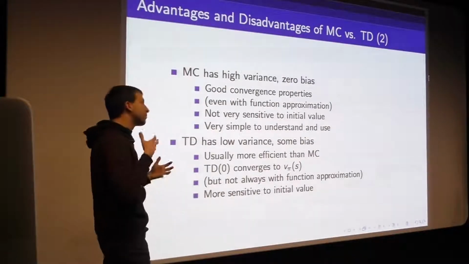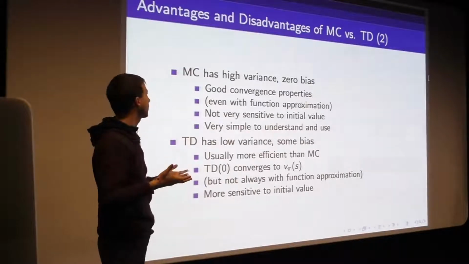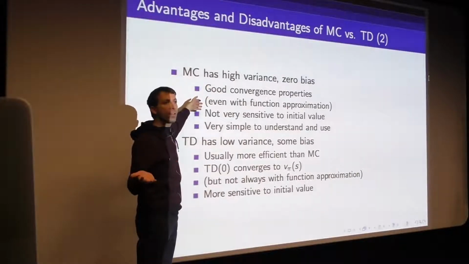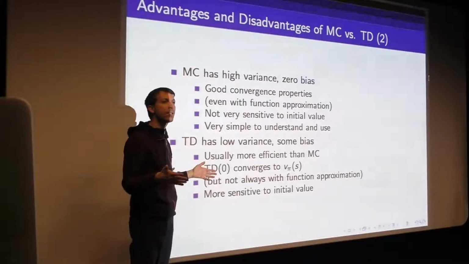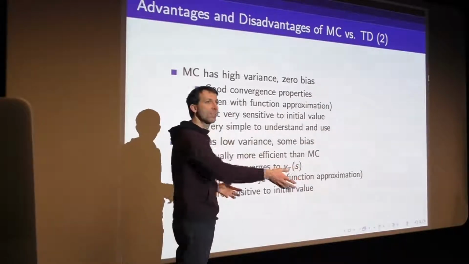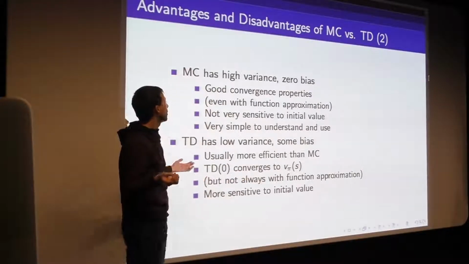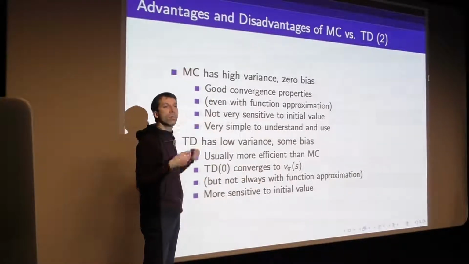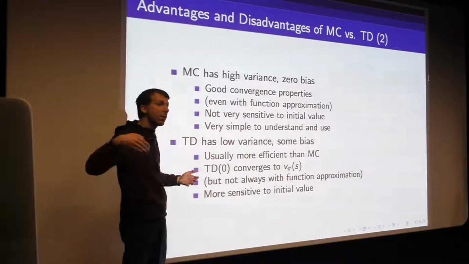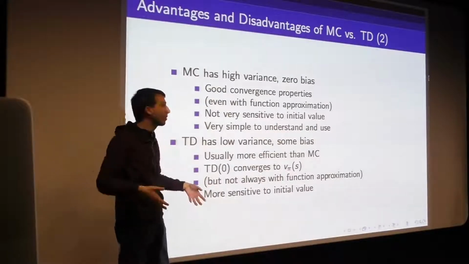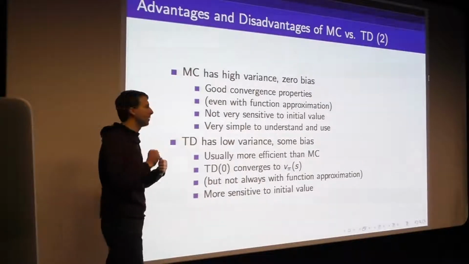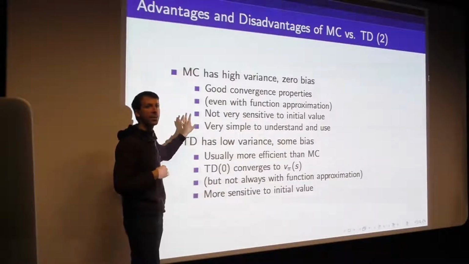Okay, so Monte Carlo is high variance but no bias. Some good things about Monte Carlo: as a result of being zero bias, it has very good convergence properties. We'll see later, even when you use function approximation, Monte Carlo just works. It works out of the box. All the algorithms just converge to the correct answer. It's not very sensitive to the initial value because we're not bootstrapping from the initial value. It still matters where you start; it will take longer to adjust a really wildly wrong value towards the correct value. But it doesn't cycle off itself. It doesn't feed off itself. It's very simple to understand and use.